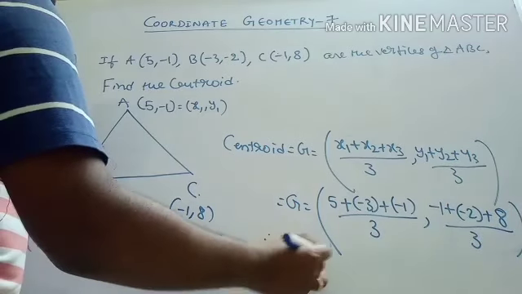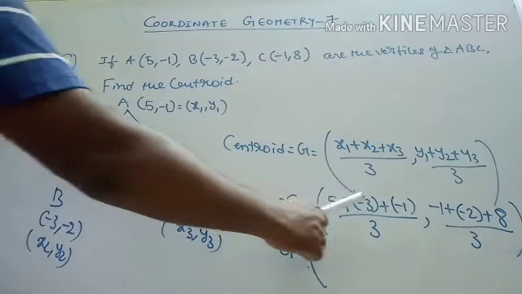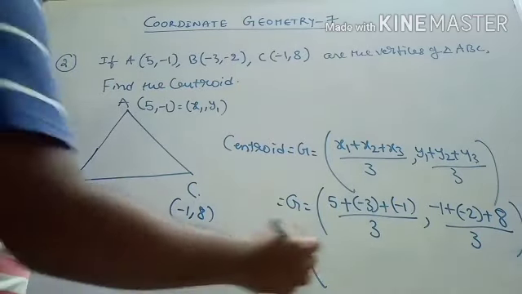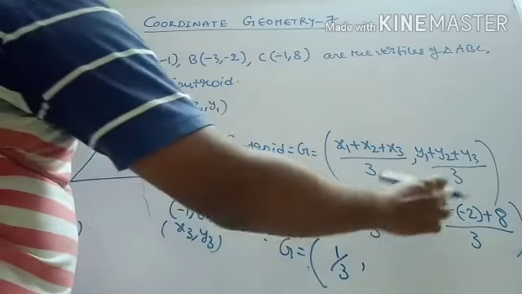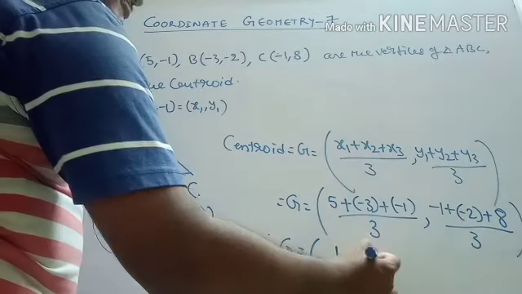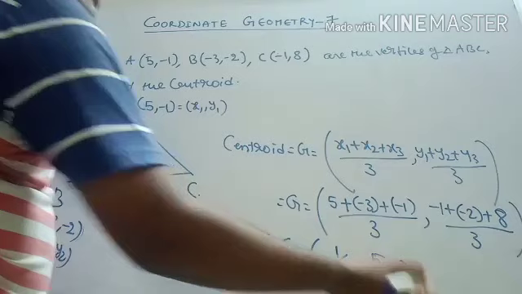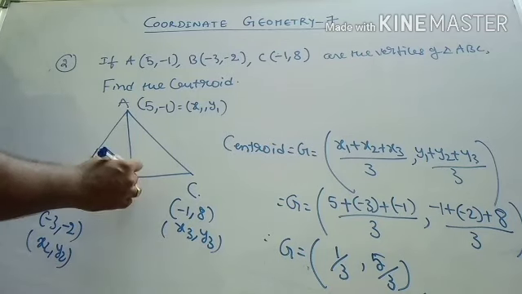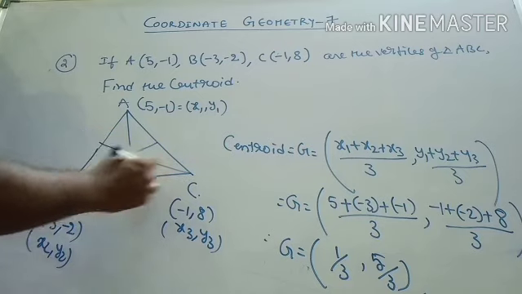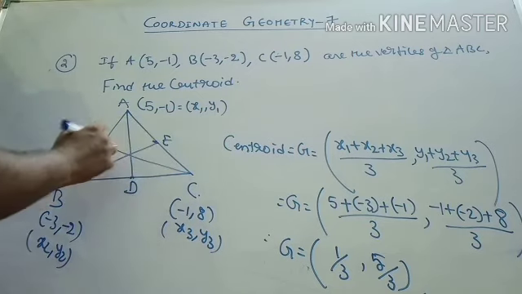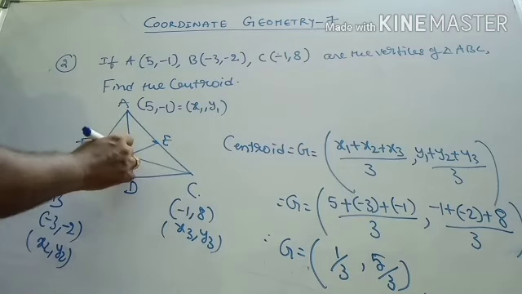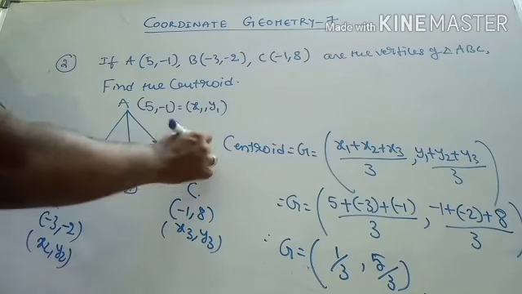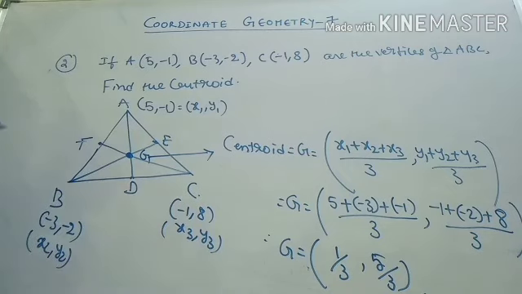Now if we simplify this, we get 5 minus 3 minus 1, that is 5 minus 4, 1 by 3, and minus 1 minus 2 plus 8, that is 5 by 3. So 1 by 3 comma 5 by 3 are the coordinates of the centroid of the triangle ABC, which is the point of intersection of the medians. D is the midpoint, E is the midpoint and F is the midpoint, and the point of intersection of the medians is the centroid Z. This centroid Z we have got as 1 by 3 comma 5 by 3, right?